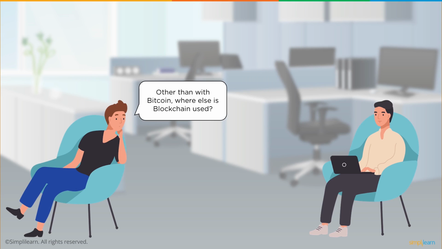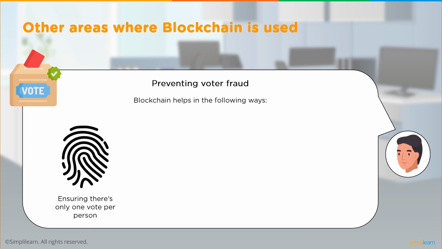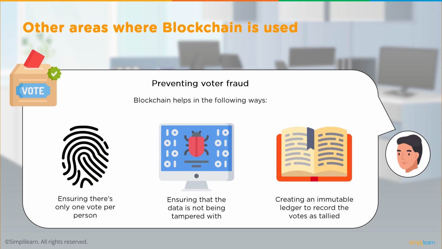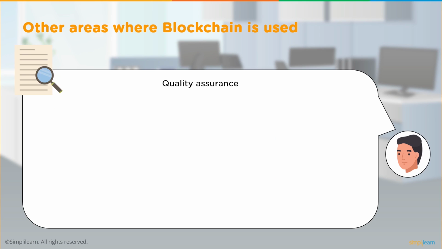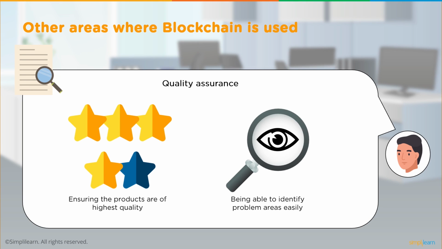Now, other than with Bitcoin, where else is blockchain used? The other areas are for preventing voter fraud. Blockchain helps in ensuring that there is only one vote per person, ensuring that the data is not being tampered with or any false alterations are done. It helps create an immutable ledger to record the votes as tallied. So once a transaction or a vote is recorded, it cannot be modified. It is also used in quality assurance, ensuring the products are of the highest quality, being able to identify problem areas easily.